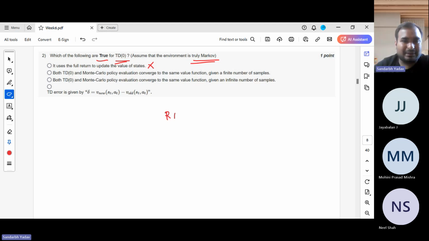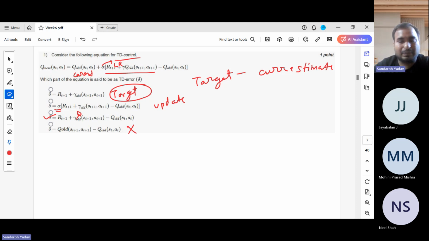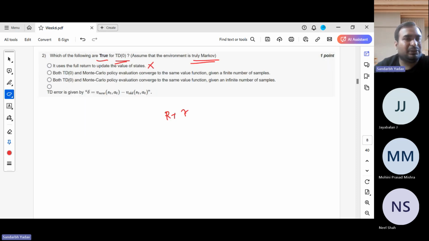Reward, this is its target, like we saw in the last equation also, right? So just reward plus gamma times the next value. This is a one step return. If it was plus gamma square, then it would have been a two step return. And in a similar way, if we continued, it would be an n step return for n steps. So we are not using the full return. Full return means till the end, till you terminate. So basically we are using just a one step return. So this is wrong.